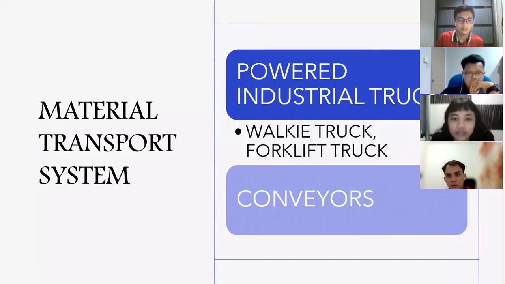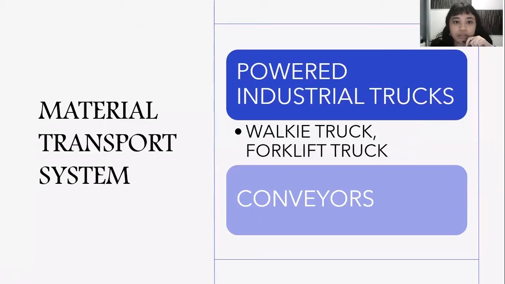Okay, hello, my name is Aisha, matric number 70881, and I will be presenting about the material transport system. In this plan, we'll be using two types of material transport system, which are the powered industrial trucks and the conveyors. For the powered industrial trucks, we will be using the forklift truck and the walkie truck.